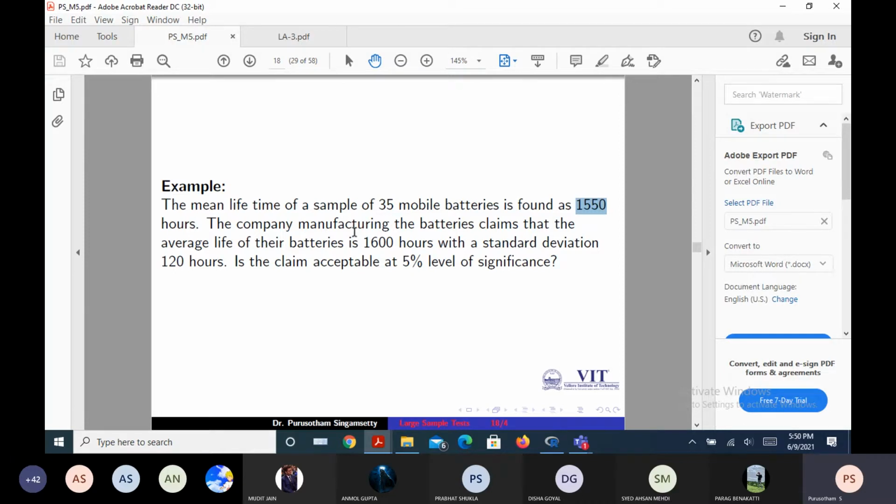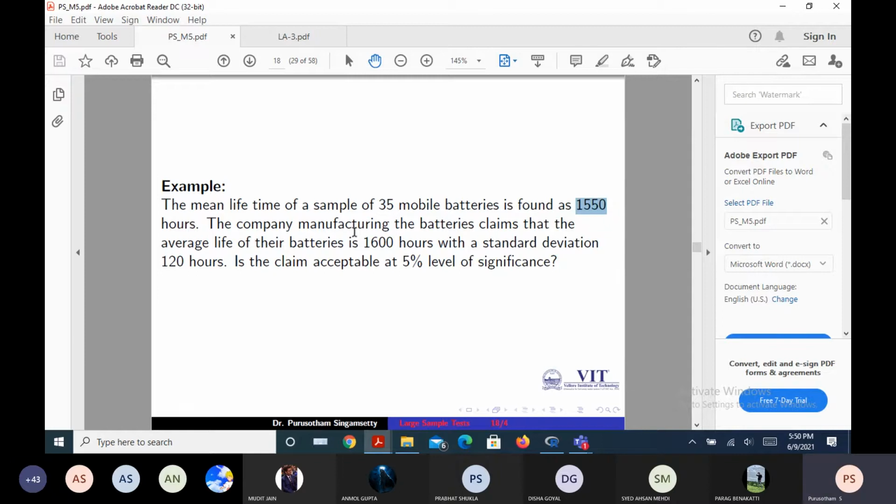How do we make a balance of this statistically, whether really the manufacturer's claim is valid in this regard, or is there a significant difference of the observed sample mean with the claim of the manufacturer? For that, we are going to allow 5% of error in our calculations or in the statistical measurement. So that is called the level of significance.